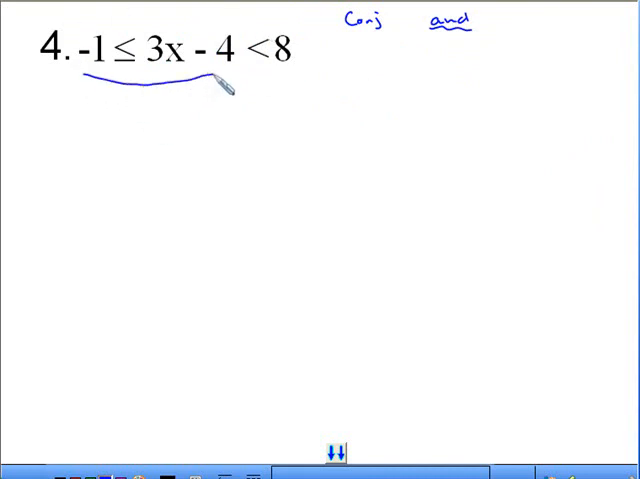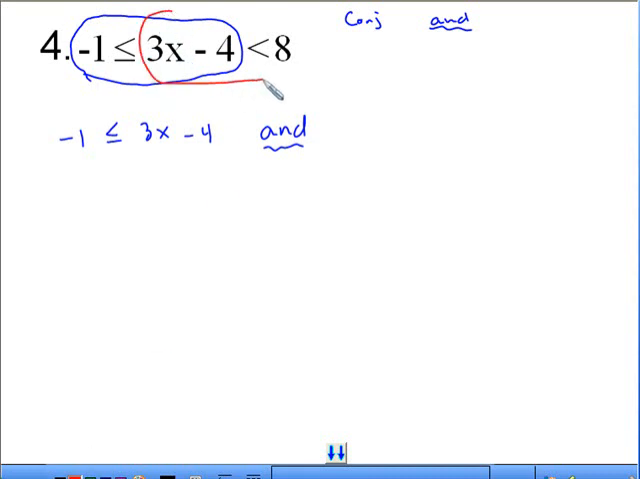The first part that you're going to split up is this: -1 is less than or equal to 3x minus 4. And we write the word "and" because we know it's a conjunction. Then the second part: you notice the middle part is a part of both. We ignore this now, take the middle still, and then we have is less than 8. So 3x minus 4 is less than 8.